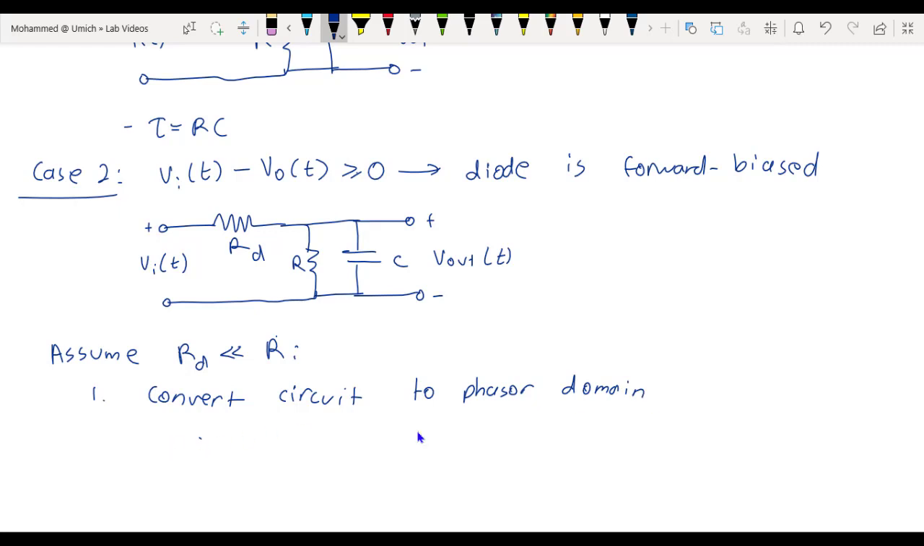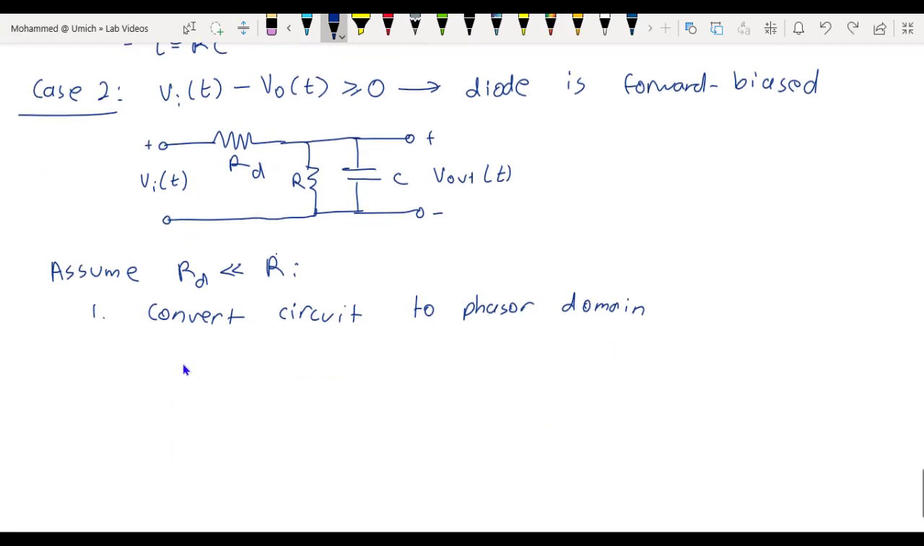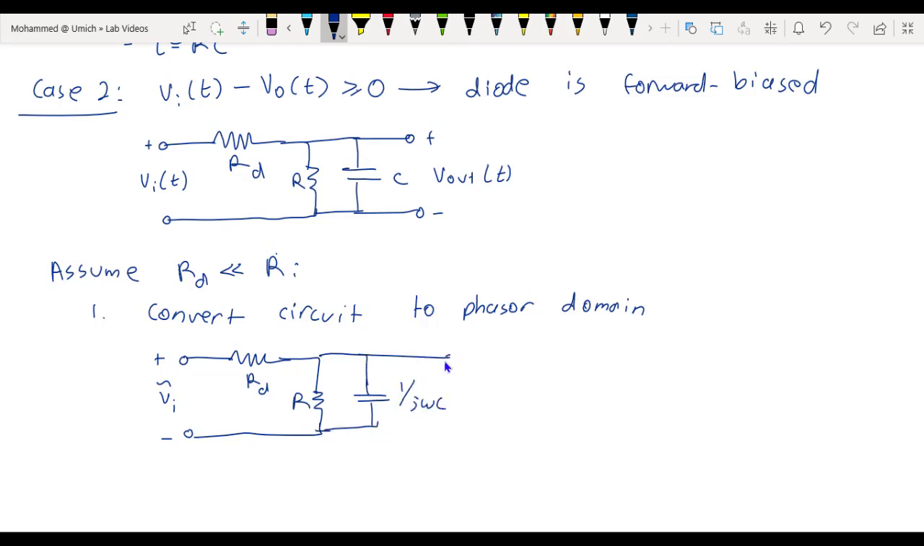So in phasor domain, we'll have our input voltage phasor, V_in phasor, a resistance of R_D, another resistor of resistance R, and then the capacitor, which has an impedance 1 over j omega C. And then our output phasor is taken as the phasor voltage across this capacitor.